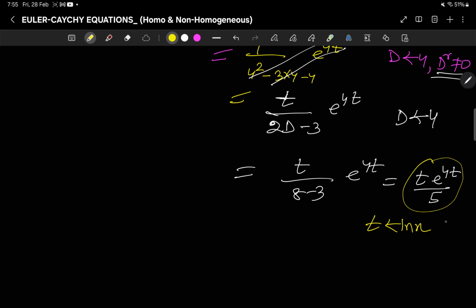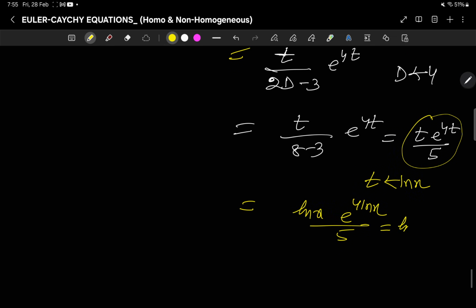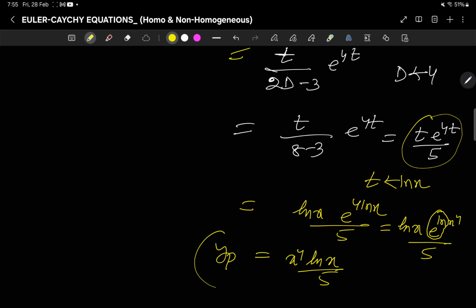T is here log x. So this is equal to, I can write it, log x e to the power 4 log x by 5. So that is equal to, I can write, log x e to the power ln x to the power 4 by 5. So e to the power ln is 1 here. So this is equal to x fourth log x by 5. So this is my y particular solution.